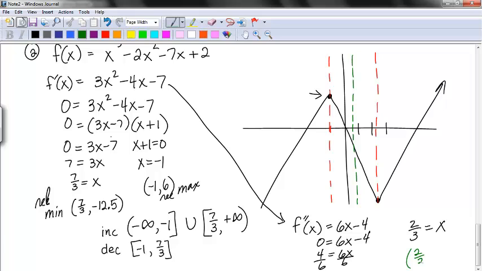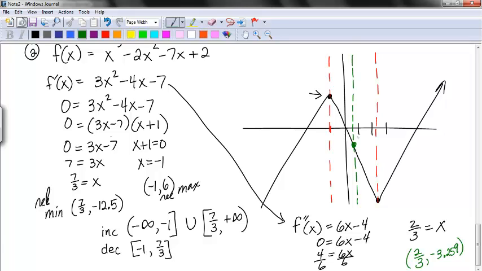You need to find the y value. When you do the y value, I would put in 2 divided by 3 back in the original. And you're going to end up with a negative 3.259. So 2/3 and a negative, and that's about right. It's down here.